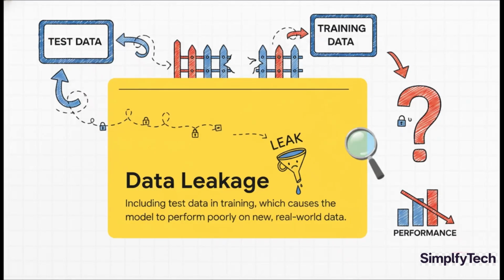Now, this separation is absolutely crucial. It helps us avoid a huge rookie mistake called data leakage. It's exactly what it sounds like. If the model gets even a tiny peek at the test data during training, it's like cheating on an exam. It might get a great score, but it hasn't actually learned anything, so it'll fail in the real world.